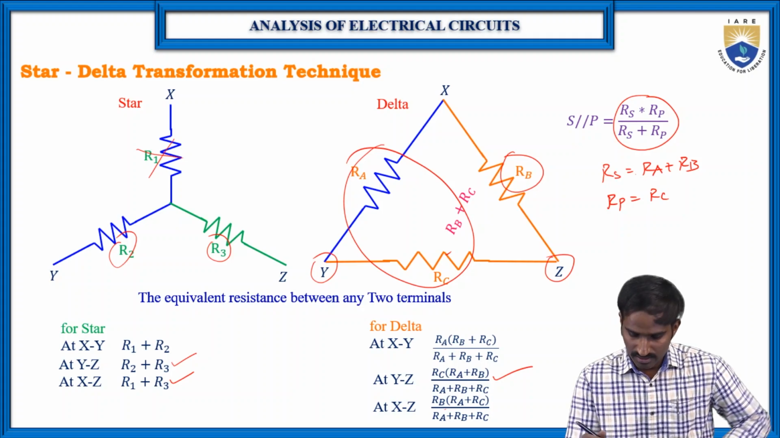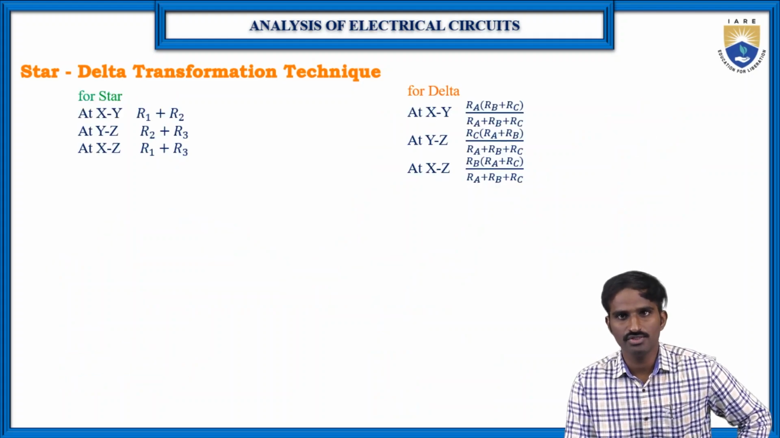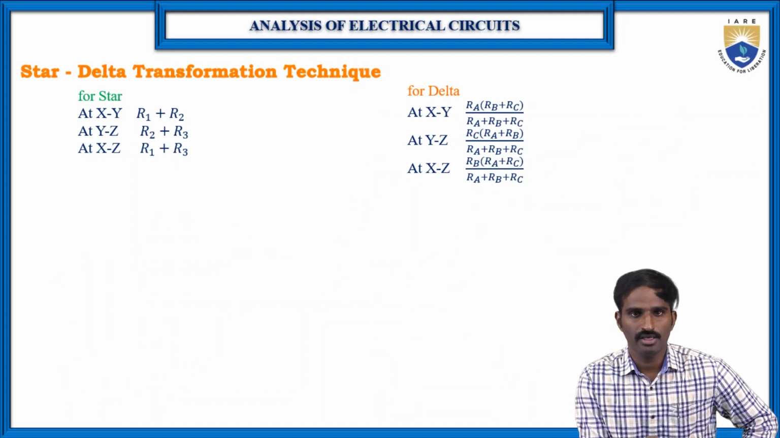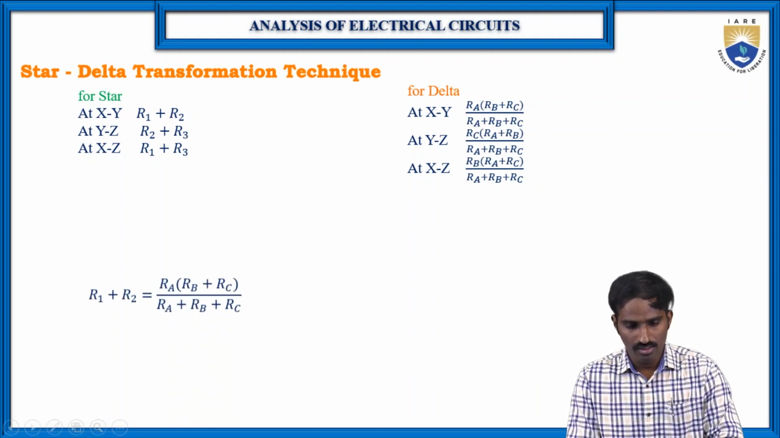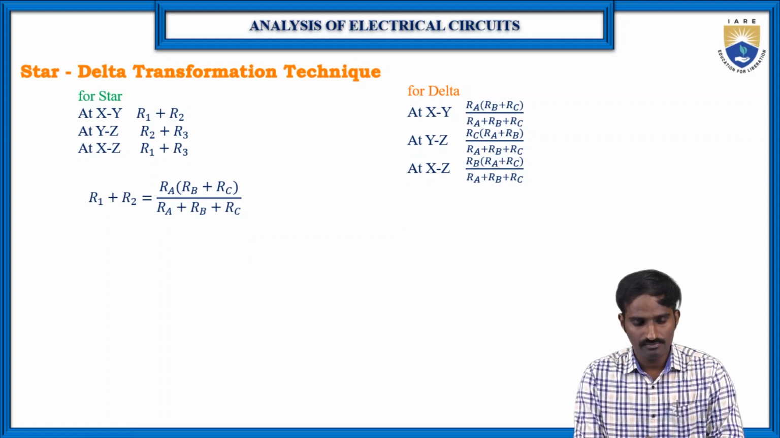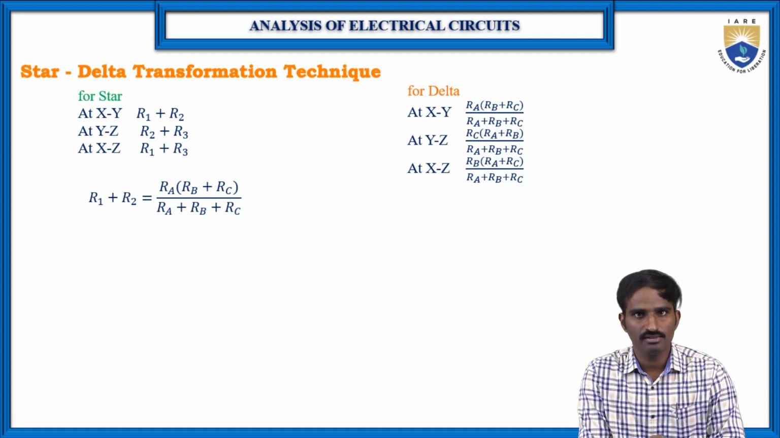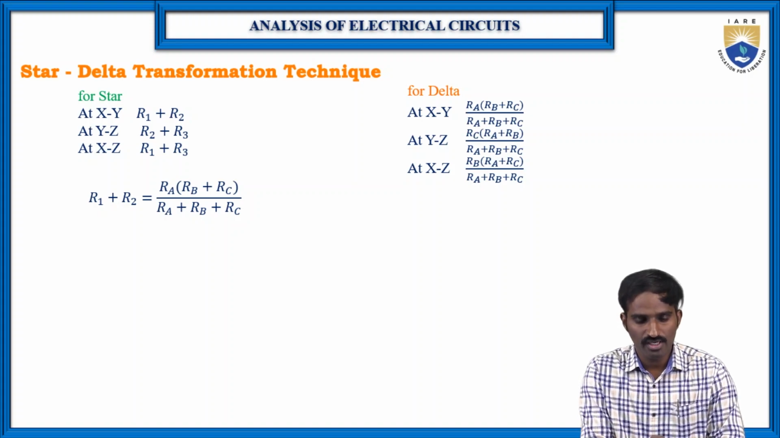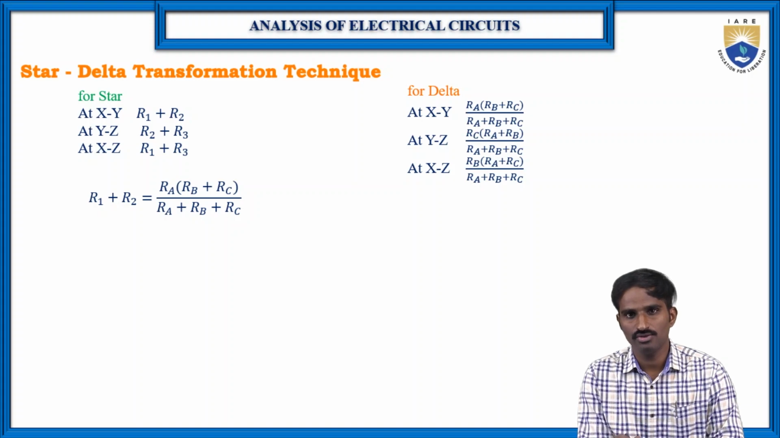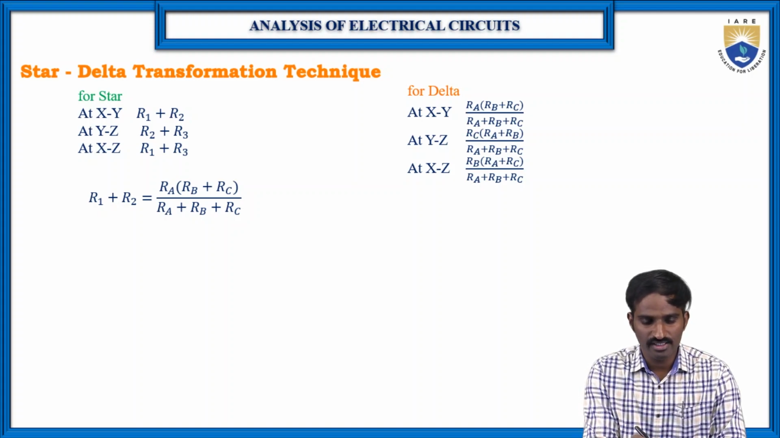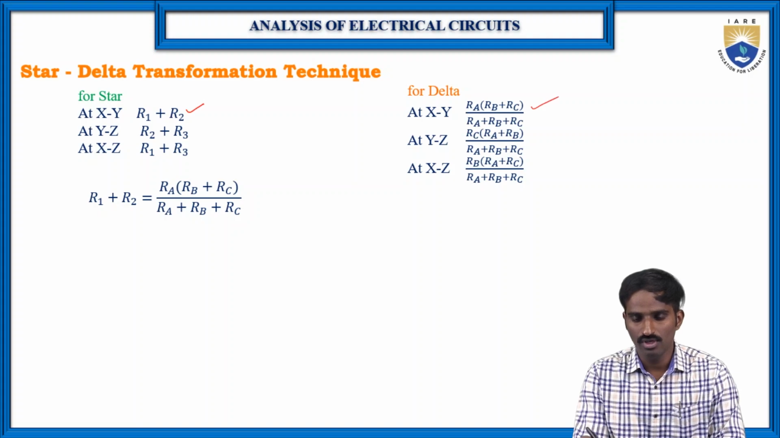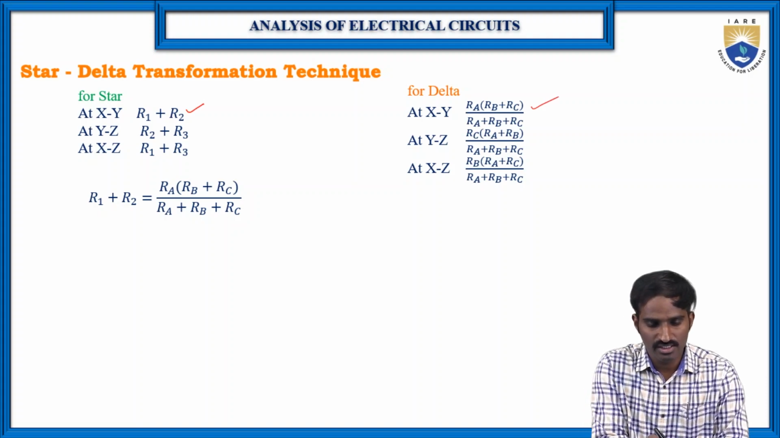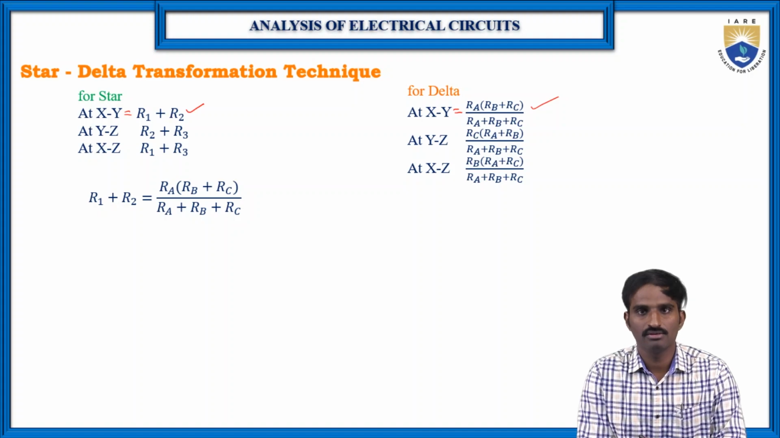The next step is, we have just calculated the equivalent resistance between the various terminals in the star network as well as in the delta network. Here in the star network, X and Y terminals, and in the delta network also X and Y terminals. Because we are transforming star to delta, we equate them: X and Y equal to X and Y.